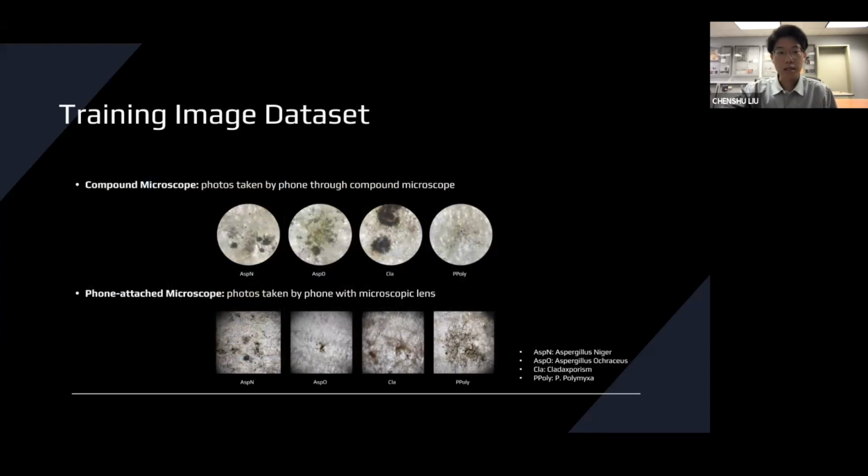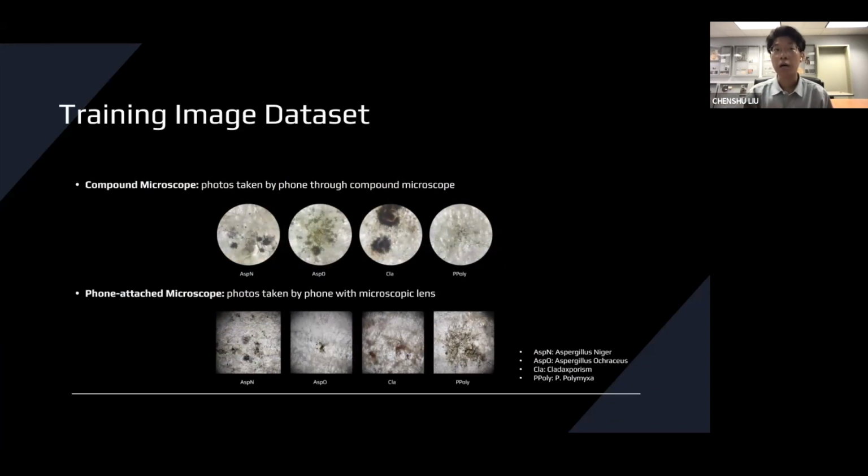So these are the microscopic images that we collected from the ancient book samples. Two types of microscopic images were collected. One is from the compound microscope, which is the most commonly seen apparatus around the lab. And then the other one is a phone-attached microscope, where we are trying to see if attaching these lenses to the phone camera will allow us to directly obtain a microscopic image.